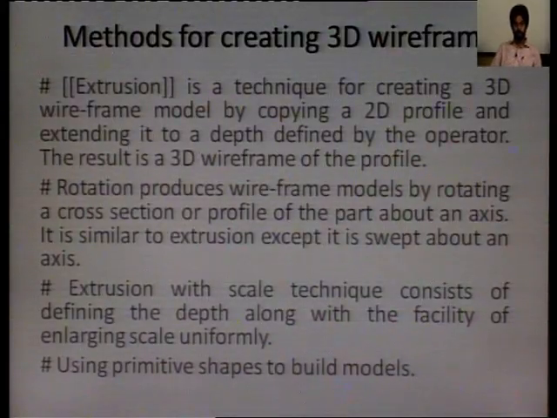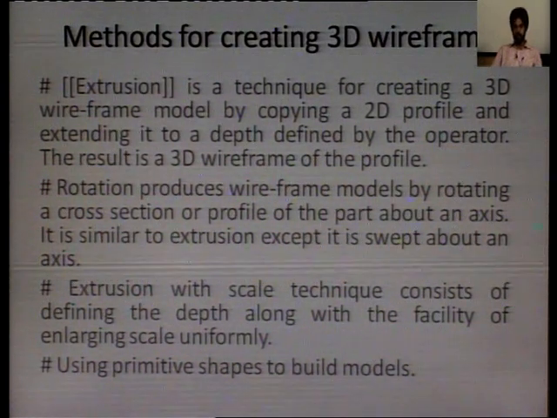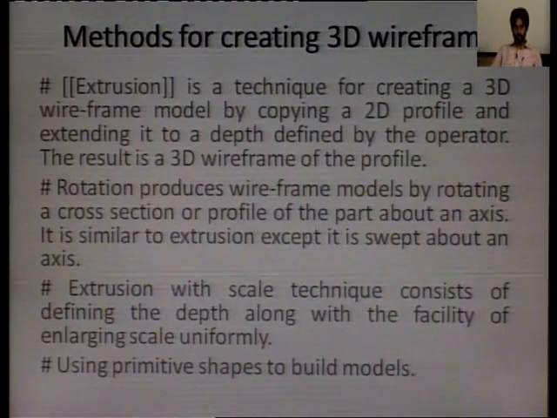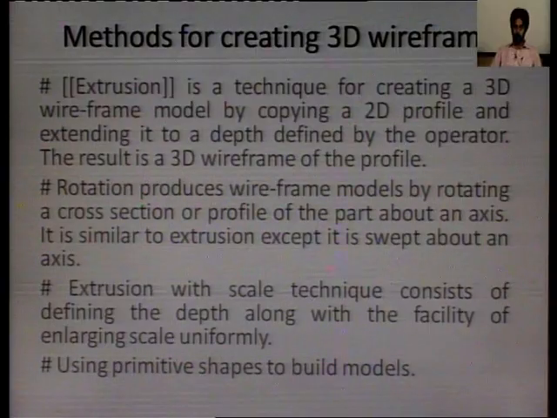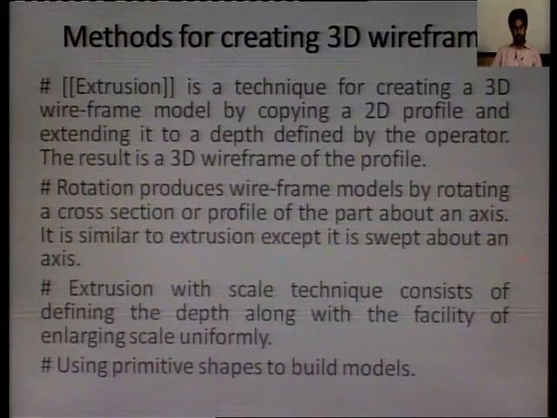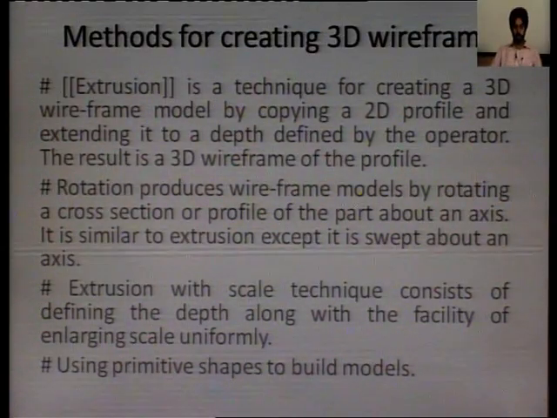Methods for creating a 3D wireframe. First, extension is a technique for creating a 3D wireframe model by copying a 2D profile and extending it to a depth defined by the operator. The result is a 3D wireframe of the profile. Second is rotation, which produces a wireframe model by rotating a cross section or profile of the part about an axis. It is similar to extension except it is swept about an axis.